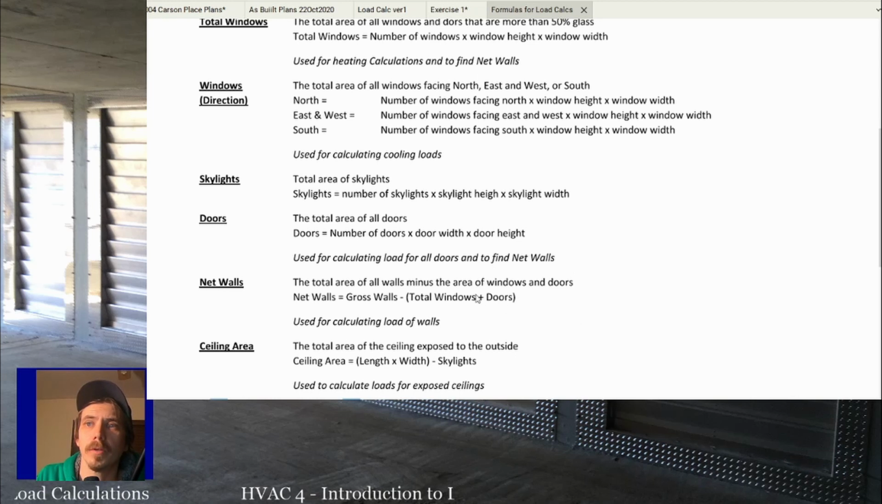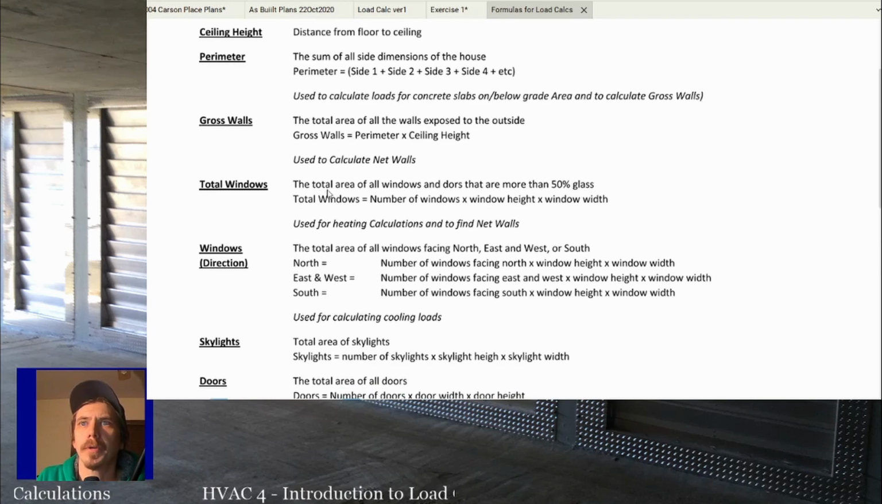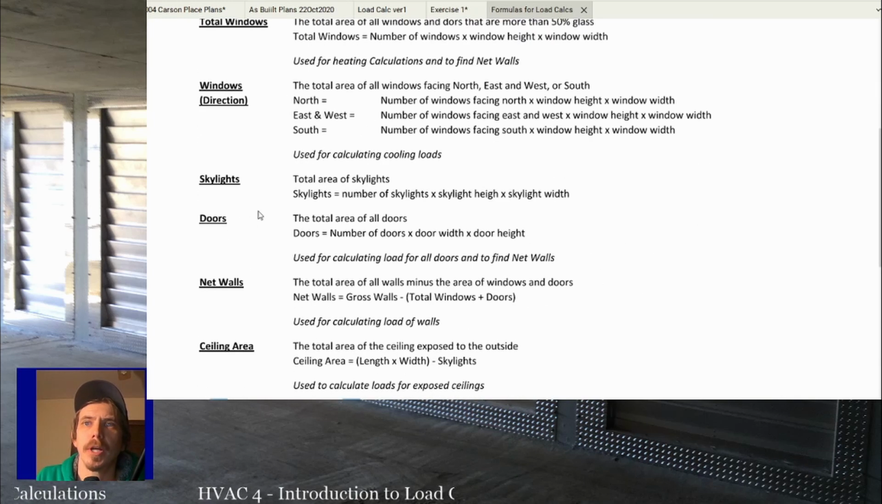And then we get to net walls. So the net walls is the total of the areas of all the walls minus the area of the windows and doors. We don't want the windows and doors included in the wall, because the wall is made of 2x4 wall with drywall and insulation, and the windows are made of glass. The doors are made of solid wood or metal or whatever. So you take your gross walls that we got near the beginning, you subtract your doors and windows from it, and you'll get the net walls, so the actual area that's just wall, right? And we're going to use that for calculating the loads in the walls.